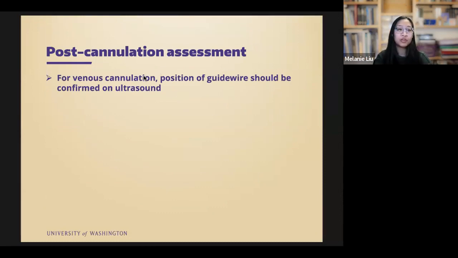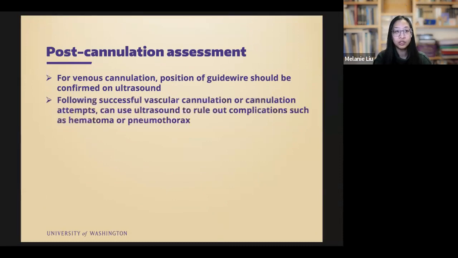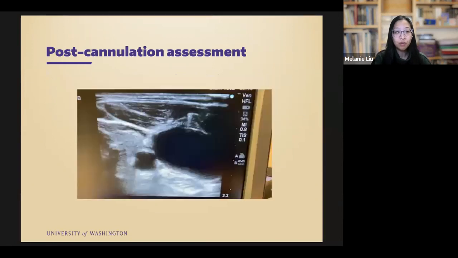For the post-cannulation assessment, for venous cannulation, you should always be looking at the position of your guide wire and making sure that's where it needs to be on your ultrasound image. And then following a successful vascular cannulation, or even an unsuccessful attempt, you can use your ultrasound to look for complications such as hematoma, which is the most common thing I see, or pneumothorax, which is something that Dr. Nikrabon talked about in her previous lecture.